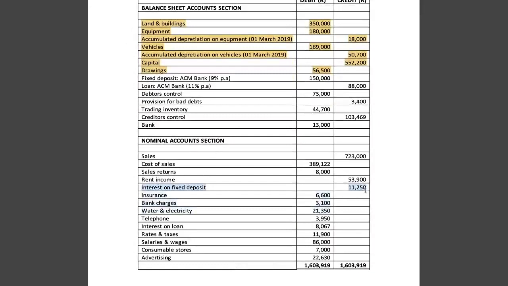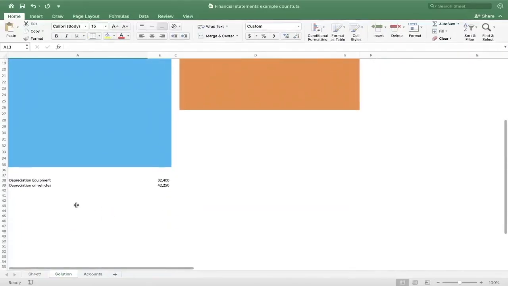Here we are told it's 11,250, but we know that we earn 9% per annum. So if we are to calculate how much we should have earned for the 12 months, we're just going to take the 150,000 rand times 9%. So let's do our workings here.